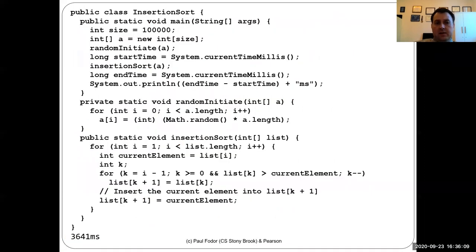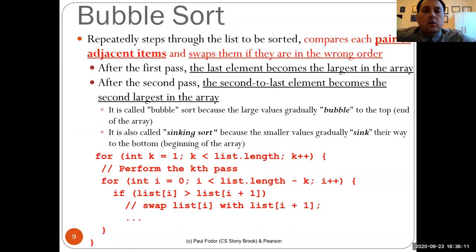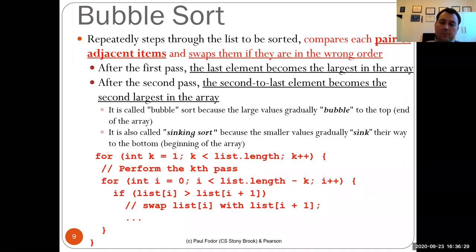So basically, the next algorithm is bubble sort. The insertion sort that we saw is a quadratic algorithm. Bubble sort doesn't improve the complexity, but it's a little bit faster. And we will see that the reason is that the bigger values bubble to the top all the time. So let's actually understand how bubble sort works.